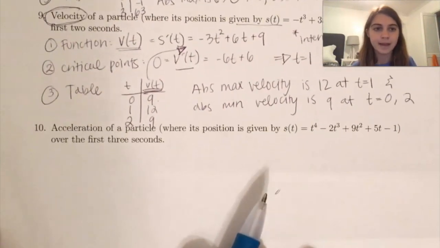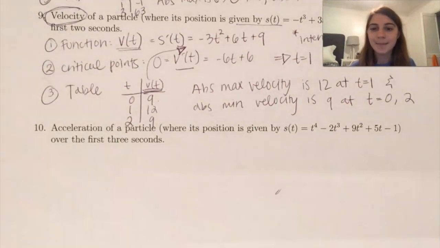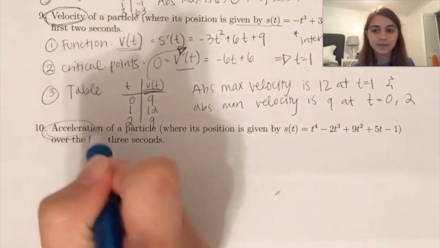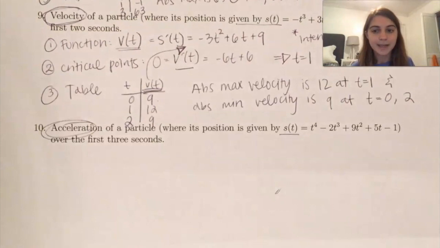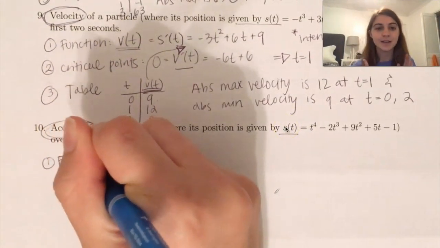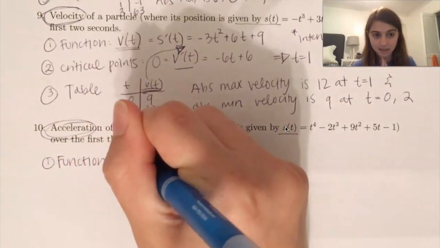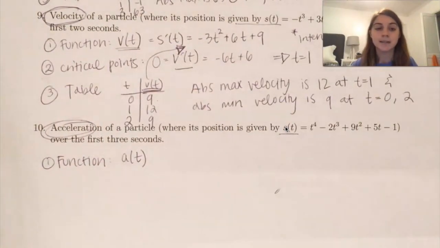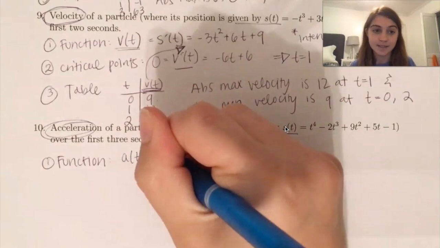All right, we're on the last one. Yay. This one is kind of like the one we just did, except now the function we're locating is acceleration, but we're still starting from position. So that means we actually have to take 2 derivatives just to locate the function, because we're locating a of t.